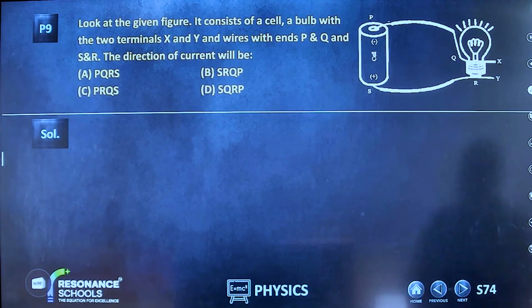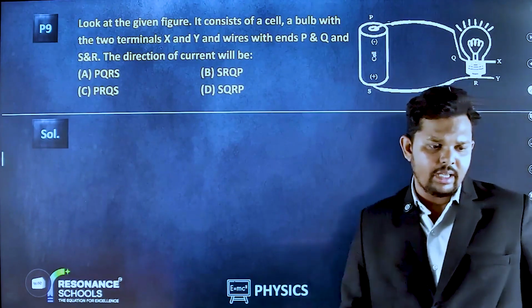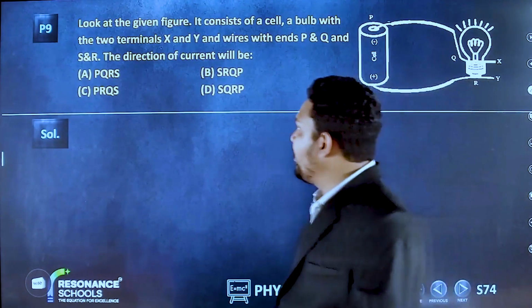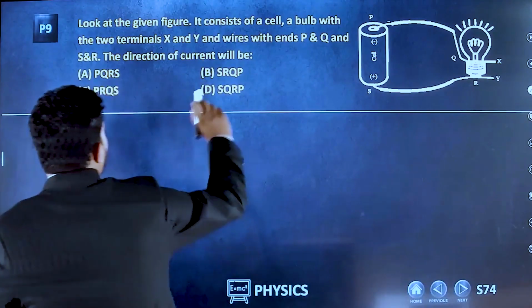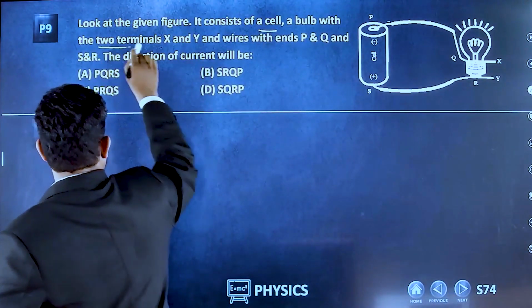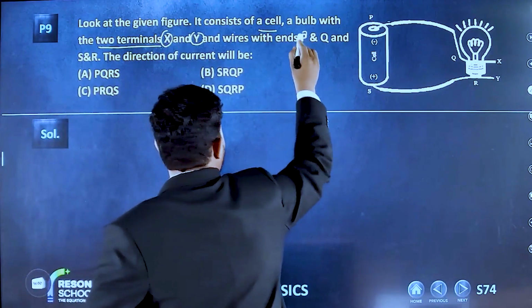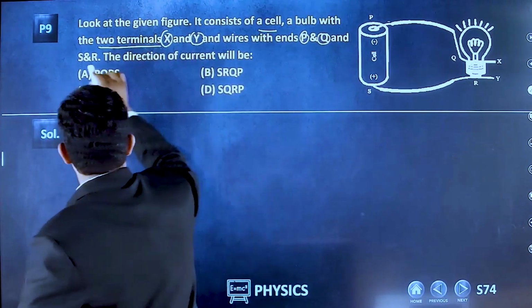I'm able to see your answers. Some are giving A, some are giving D. Let's check this case. Look at the given figure. It consists of a cell and a bulb with two terminals X and Y, and wires with ends P and Q and S and R.